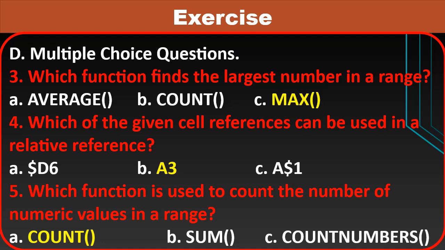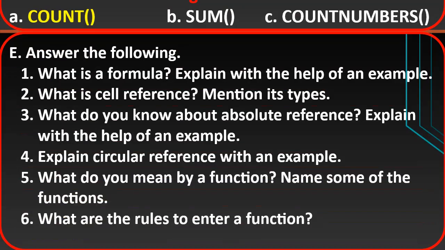Then question number 4, which of the given cell references can be used in a relative reference? Relative reference means no dollar sign will be used before the column name as well as the row number. So the answer will be A3, that is option B. Then question number 5, which function is used to count the number of numeric values in a range? That is the COUNT function.